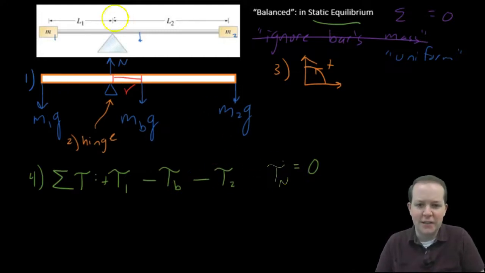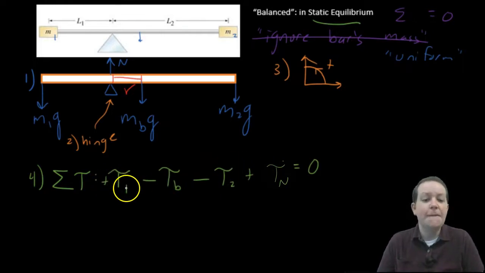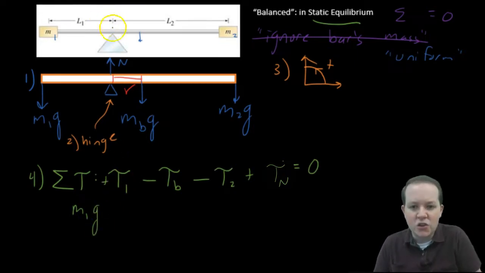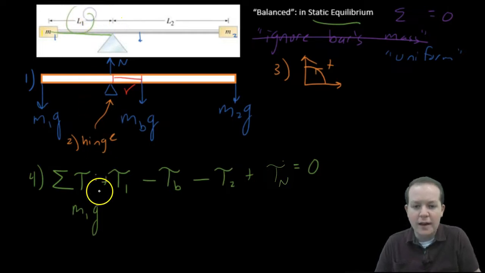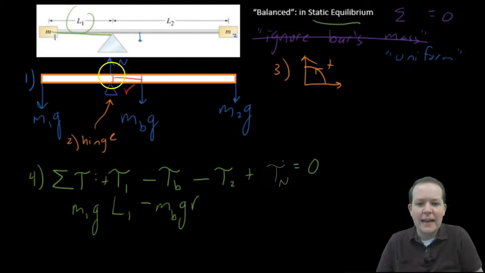Okay, the normal force, gosh, I'm not even sure. Maybe I'll put plus for now. I'll come back to that. So what's tau 1? It's the force. The force is going to be M1 times G times the distance from the hinge. M1 is here. The distance is this. That's what this L1 is. So I'm going to put L1. Minus the bar. That's the mass of the bar times G. I kind of made it up, but that's R. Again, the distance from the hinge.